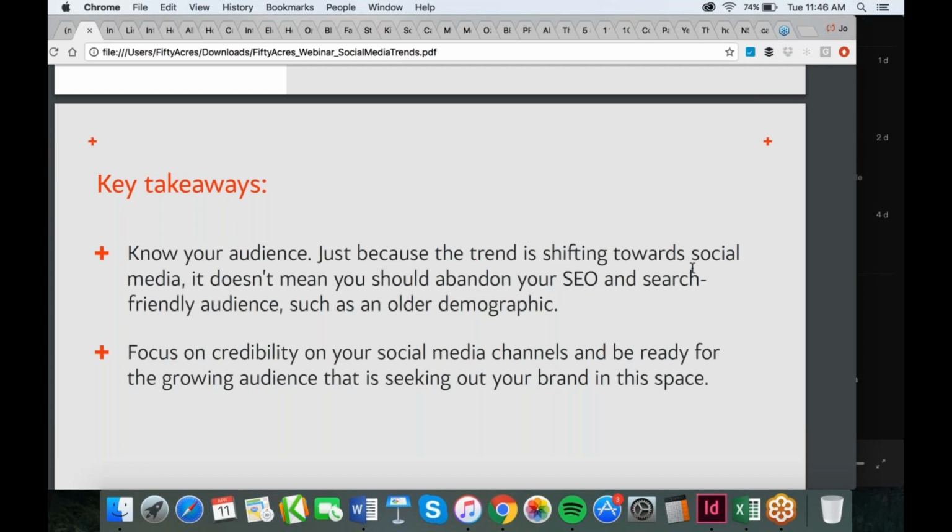If you don't understand your audience, then try and interact with them and ask them what they do and what they use. When you're having conversations with them on social media, say to them, what do you use? What do you rely on? How do you prefer to interact with us? Send them a SurveyMonkey via email, a variety of ways just to get to know your stakeholders, your network. Focus on credibility on your social media channels and be ready for the growing audience that's seeking out your brand, obviously, in this space.